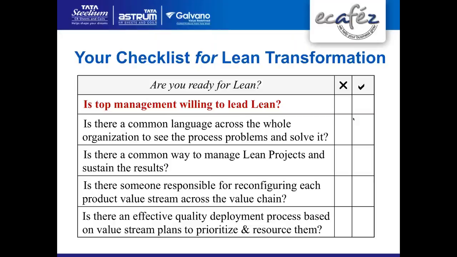Then next, is there an effective quality deployment process based on value stream plans to prioritize and dispose of them? The whole concept changes from departmental management to a value stream management process. There has to be an effective process. All these things need to be transformed and improved by changing the knowledge, skill, and attitude of the people. That is made possible by proper training, proper coaching, proper practice, and proper behavior under the guidance of a lean sensei, meaning a coach, not just a trainer, a lean coach. So this is the essential requirement for transforming any company that wants to adopt lean.